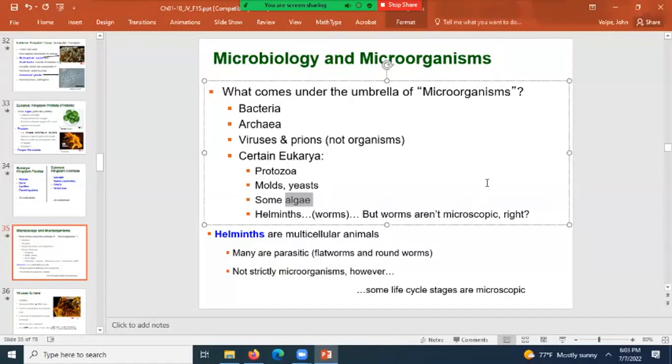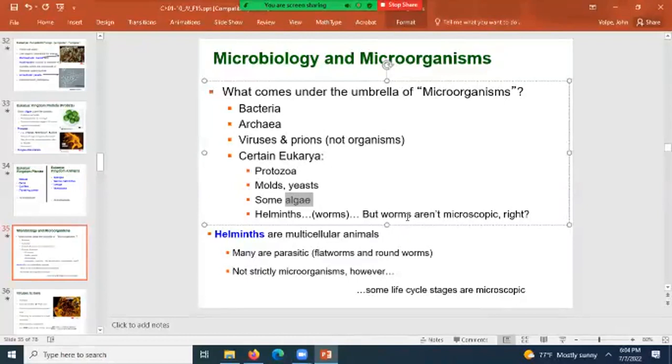Most of the worms are not microscopic. Most of the adult worms are large enough that we can see them with the human eye. The largest, I don't remember the name of that, the beef tapeworm, is meters long. Let me see, is it something like up to 20 meters long or something like that? So it's very long, is the point.